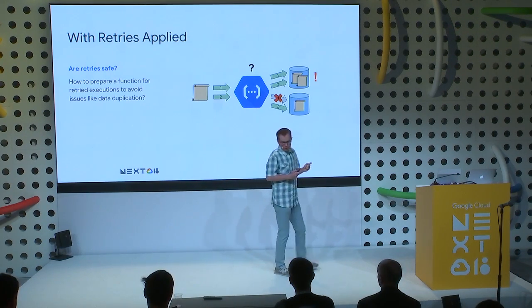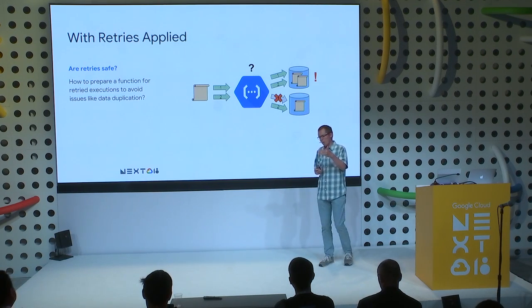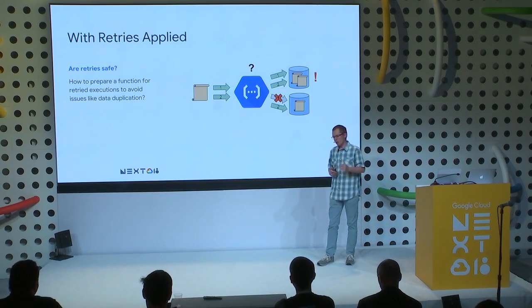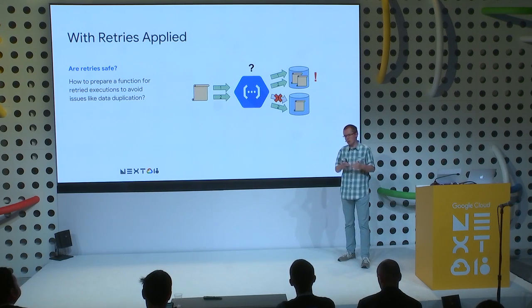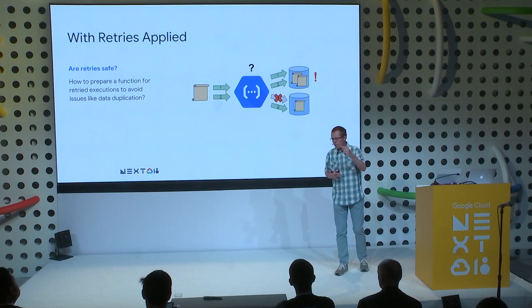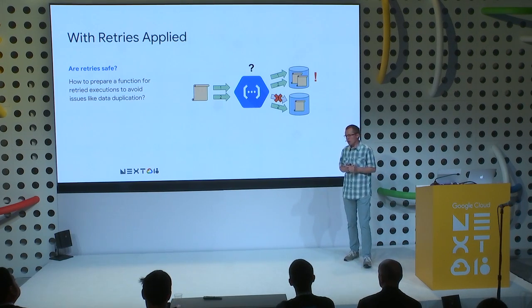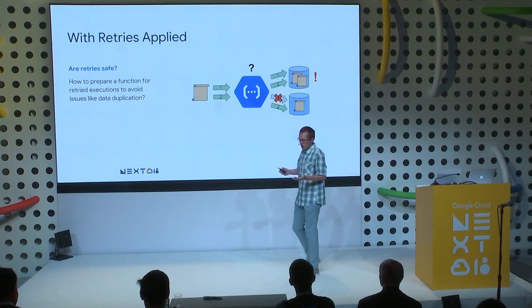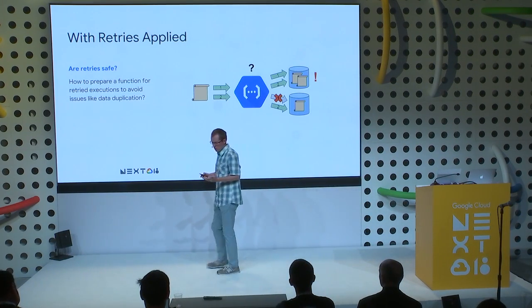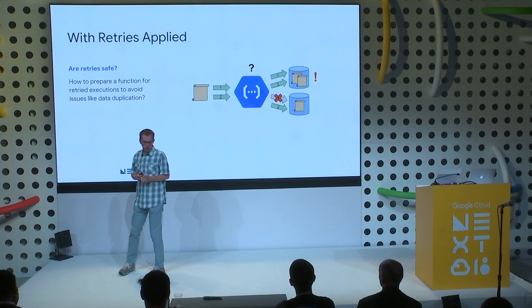For example, here, if we apply retries, the second function execution will result in storing the data in the second storage, assuming that the upload succeeds this time. However, the first storage will receive a duplicate because the upload to the first storage will be retried. And duplicates introduce inconsistencies, they are not good, so we don't want them.